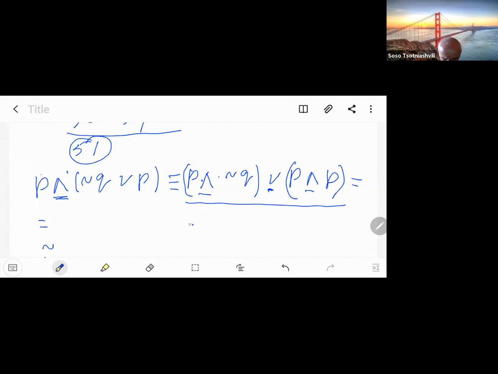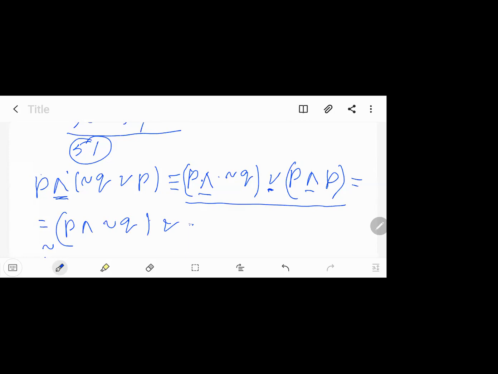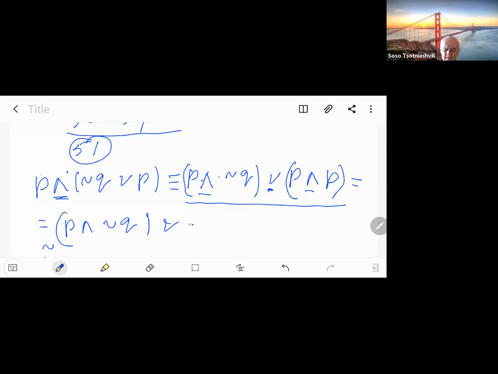So let's continue. What we have here is P and not Q, or P and not Q, or P and P. What is P and P? Just P. Yes, of course, it's just P. So P.